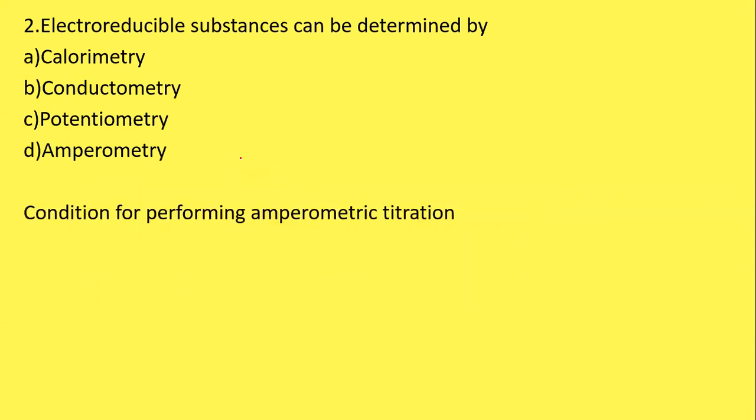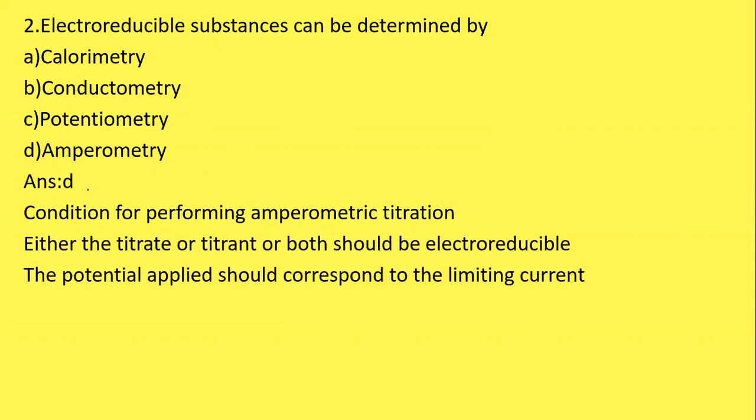Next question. Electroreducible substances can be determined by A. Colorimetry, B. Conductometry, C. Potentiometry, D. Amperometry. Electroreducible substances can be detected by amperometric titration. Option D is the right answer. The condition for performing amperometric titration is that either the titrate or titrant or both should be electroreducible.